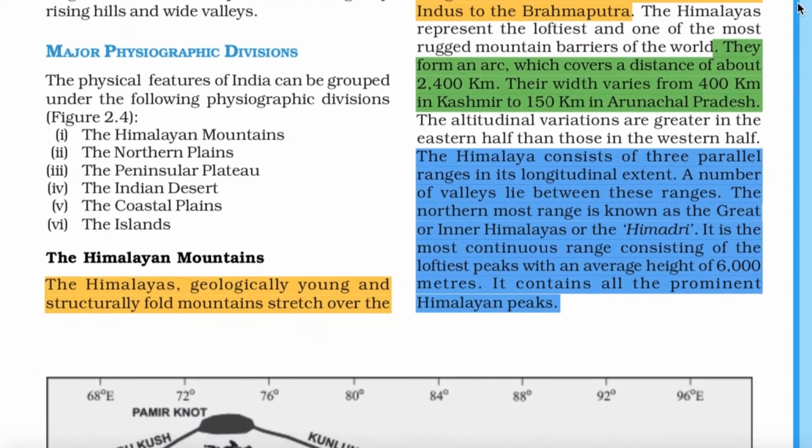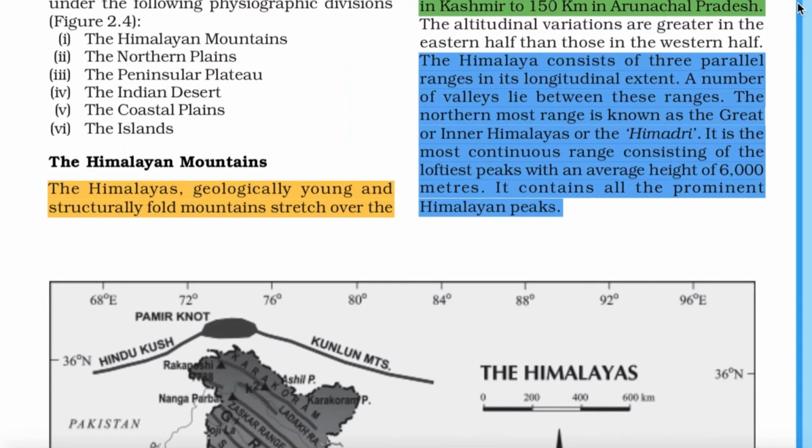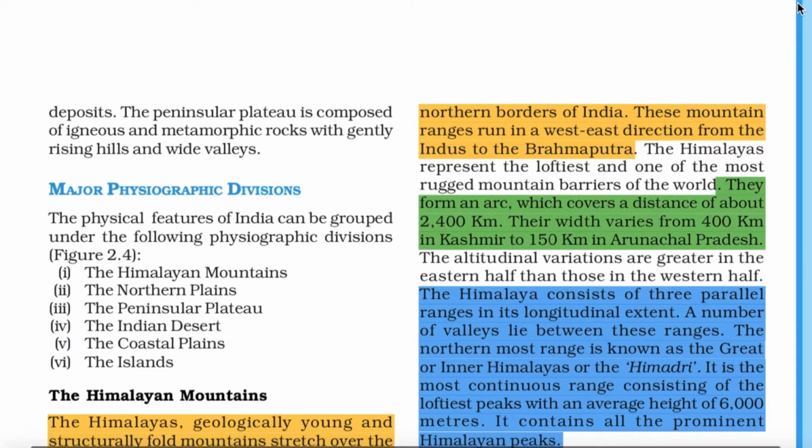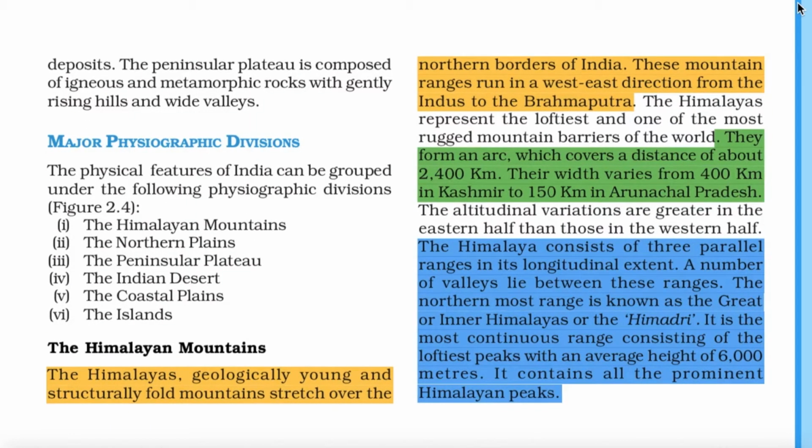The Himalayan mountains. The Himalayas, geologically young and structurally fold mountains, stretch over the northern borders of India. These mountain ranges run in a west-east direction from the Indus to the Brahmaputra. The Himalayas represent the loftiest and one of the most rugged mountain barriers of the world.